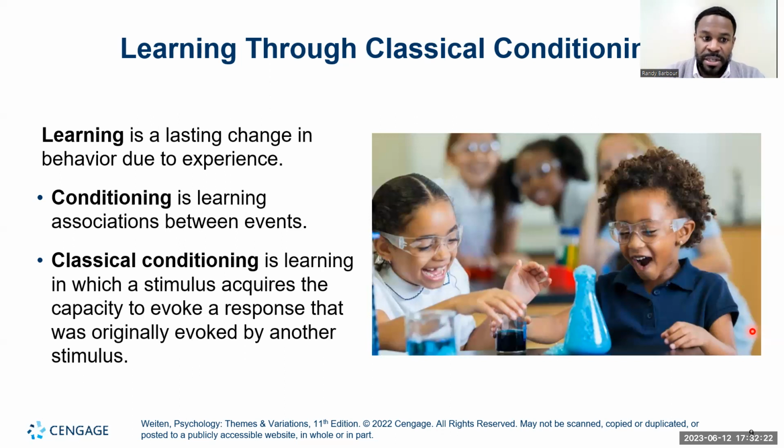Classical conditioning is learning in which a stimulus acquires the capacity to evoke a response that was originally evoked by another stimulus. We'll talk about that. That was a little confusing, but one stimulus, which we'll call a neutral stimulus, does not originally evoke a response, is then paired with another stimulus, and then evokes the response that was originally evoked by the other stimulus. We'll talk about the process in which that happens.